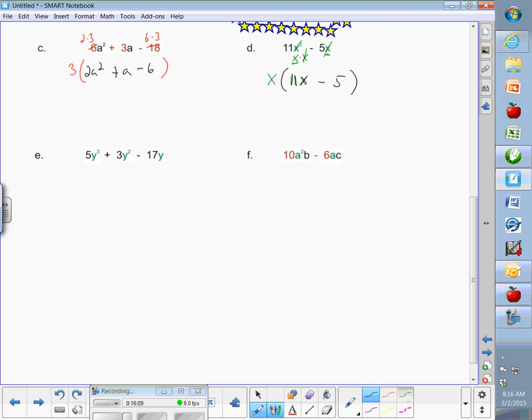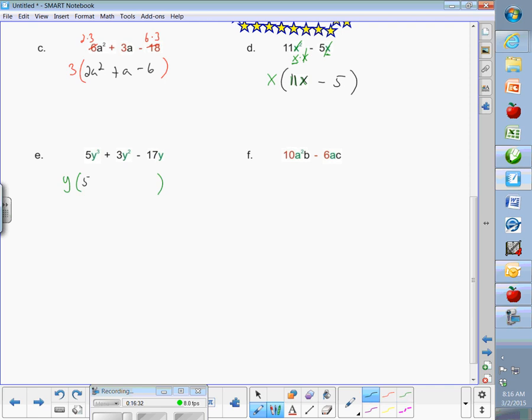If you look at example E, right? What's common to all three terms? Are there any common numbers? Got 5, 3, and a negative 17? No. 5, 3, and 17, nothing common with numbers. How about the variables? Got a y cubed, y squared, and a y. Oh, yeah. I can get a common y out of that, right?